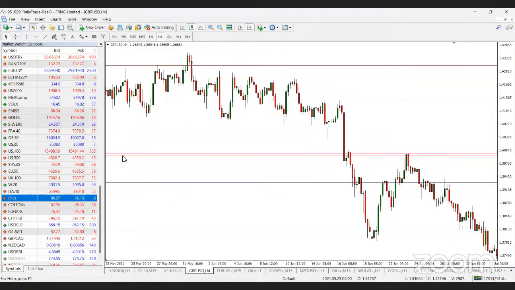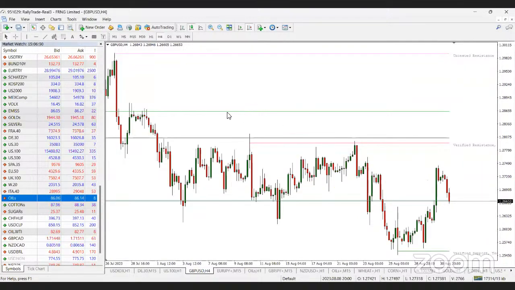Okay, so that's what we will do. But let's look at GBP USD on 4 hours. Let's see how well it can actually sell. Well, right now, what it is doing is it's on a support zone. Okay, so in support zone.